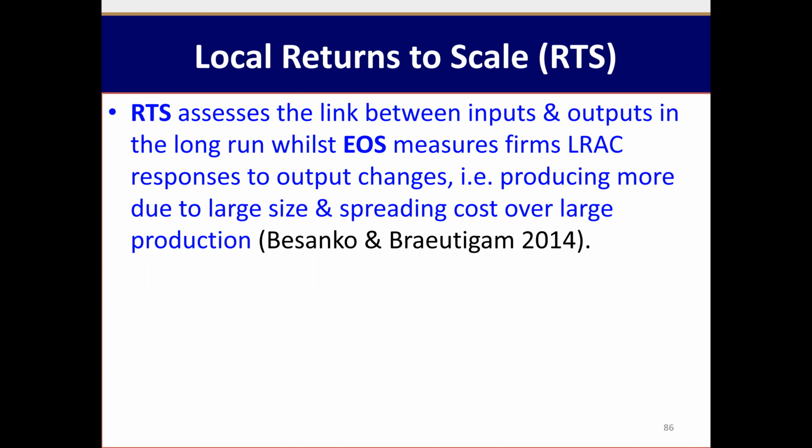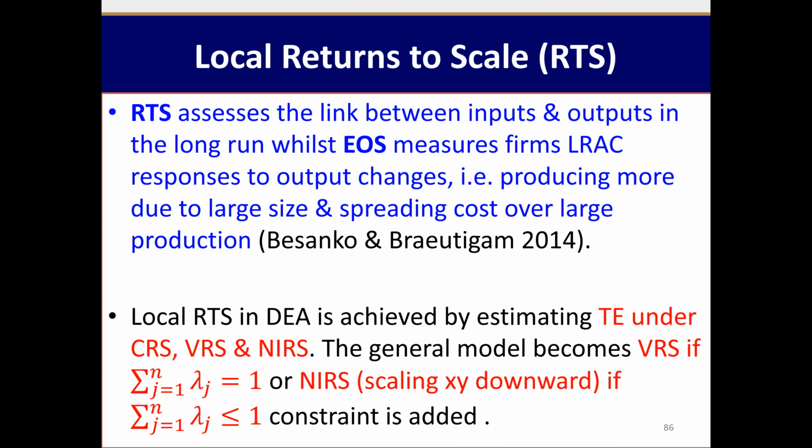Economies of scale is when the long run average cost curve is falling. It's the reducing part of the curve. So when you produce more because of large size, and you spread the cost over the large production, that is the economies of scale. And if we have economies of scale, then you can have diseconomies of scale. In between them is the constant returns to scale.